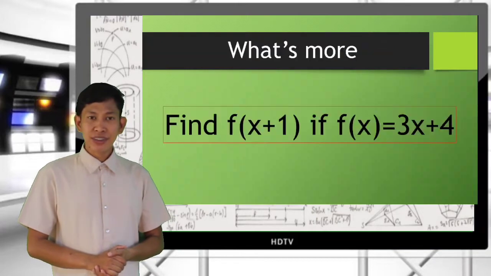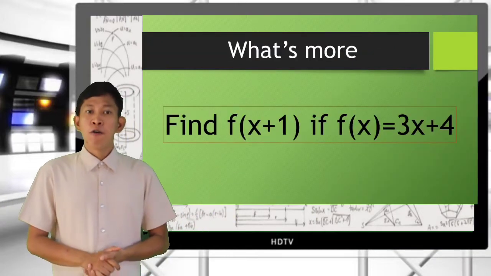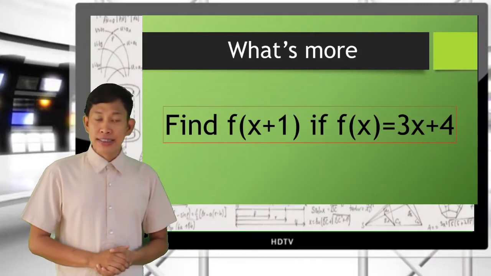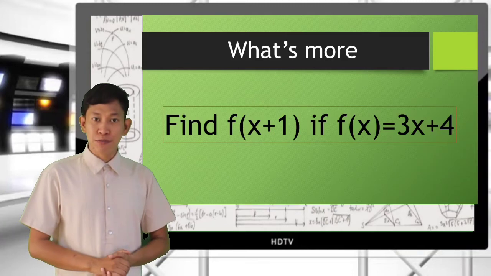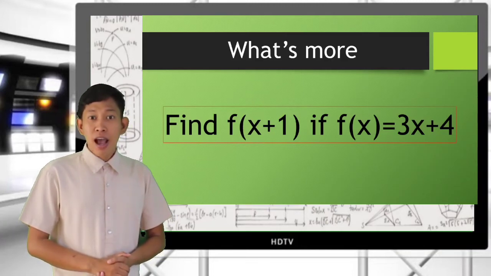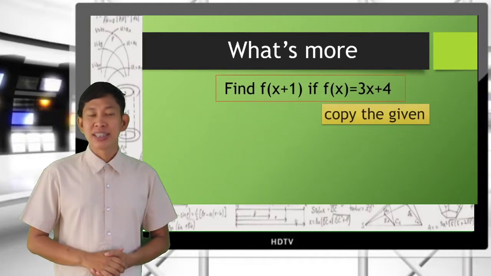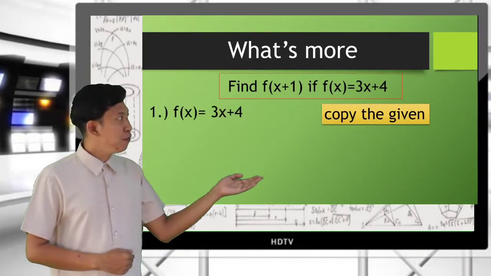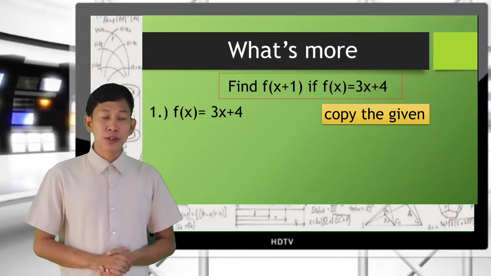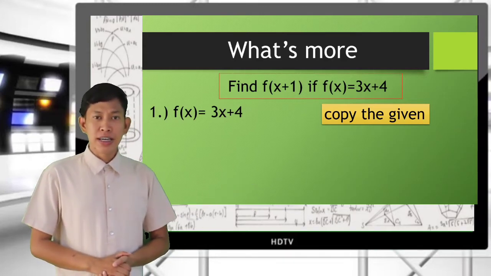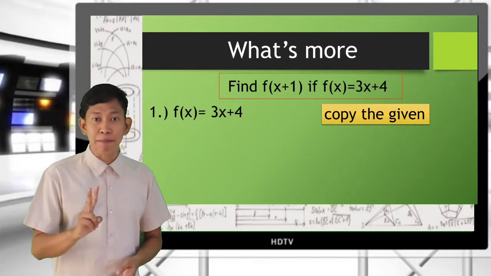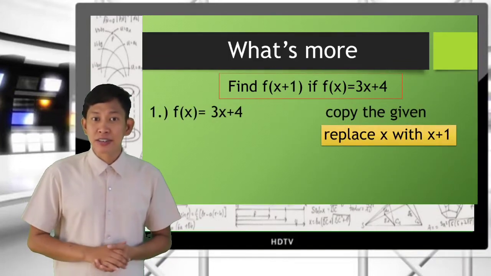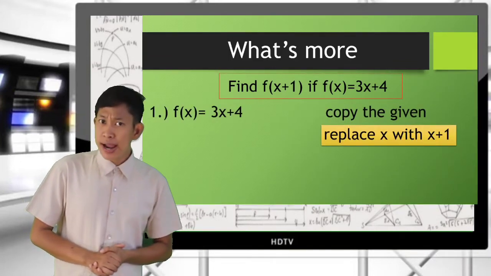Alright. What's more? Find f of x plus 1 if f of x is equal to 3x plus 4. Okay, so what is our first step? Copy the given. So we have now f of x is equal to 3x plus 4. How about our second step? Alright, you replace x with x plus 1. So what will be our answer?